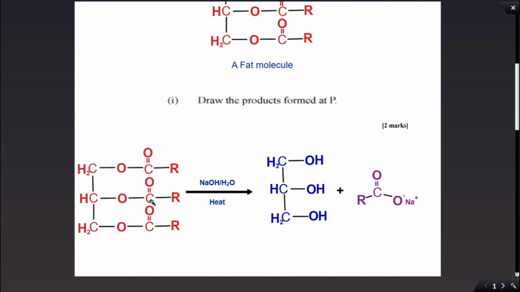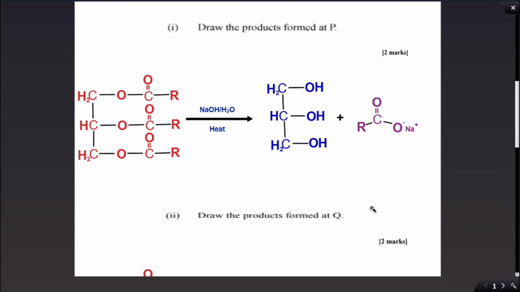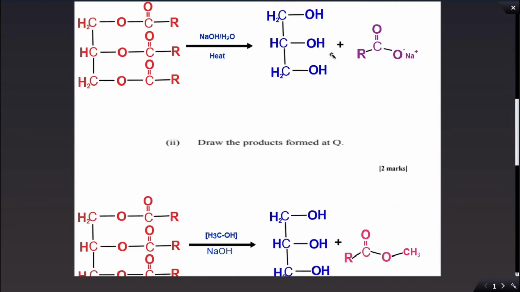If it's an acid hydrolysis, then the alcohol and carboxylic acid are produced. If it's a base, then the alcohol and the salt of the organic compound are produced. In this case, we have sodium hydroxide that was used as the base, so the sodium organic salt is produced.